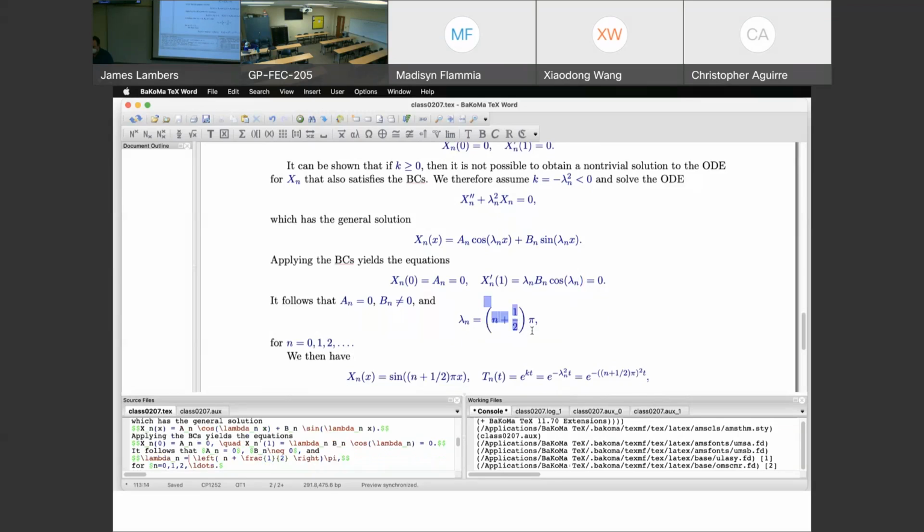Now I can plug this lambda back in here for X_n of x, the cosine is gone. So now I have a solution of my spatial ODE that satisfies the boundary conditions: sine of (n plus a half) pi x. So this function is 0 when x equals 0, and its derivative is 0 at x equals 1.